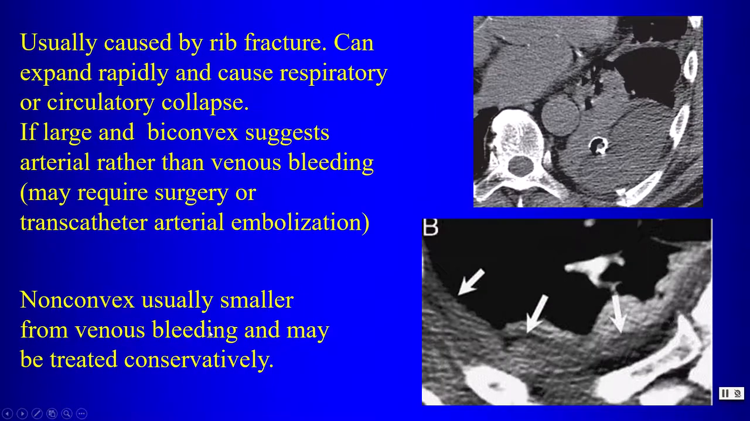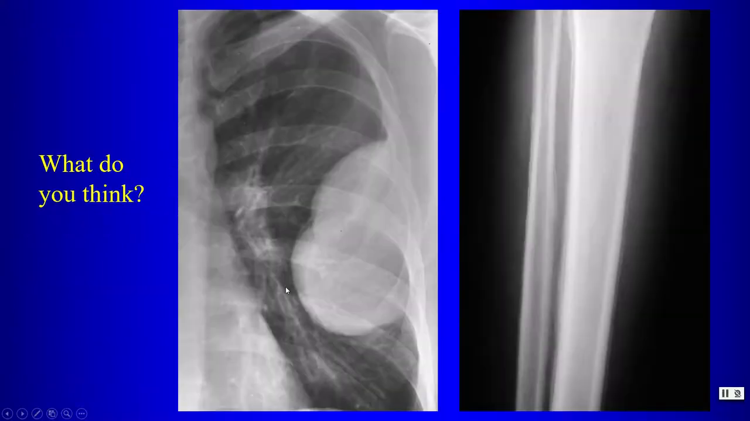If these are convex to the lung, then we might think about arterial bleeding, and that will not be drained with a chest tube because the chest tube goes into the pleural space. So here it might require embolization to control the bleeding. On the other hand, if it is not convex, then maybe it is from venous bleeding. So it's very important to discern the presence of an extrapleural hematoma, and we look for that with this sign, the displaced extrapleural fat, when we have an extrapleural hematoma.